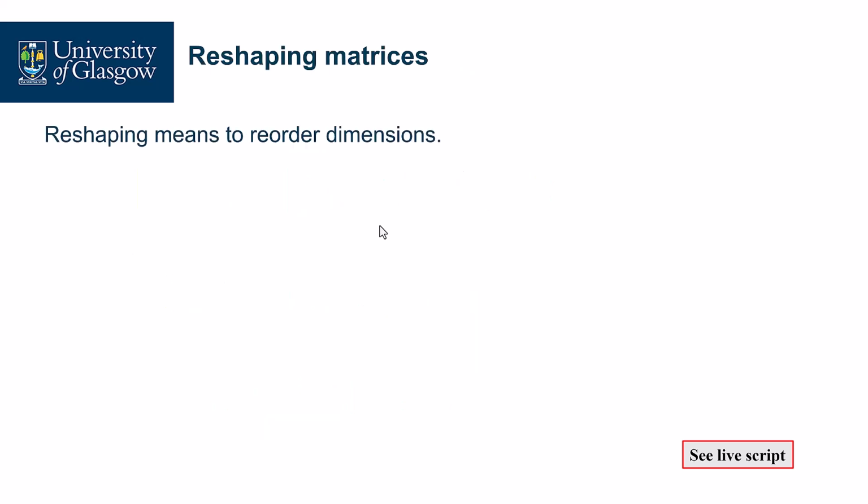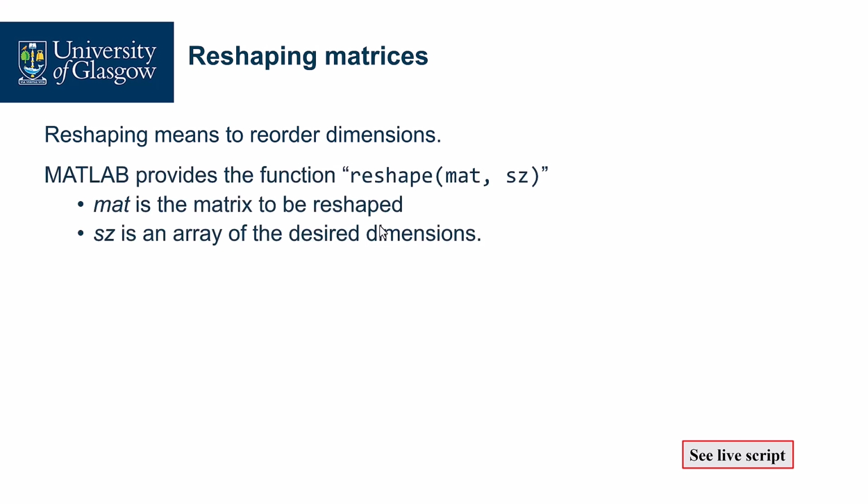The last one I would like to talk about is reshaping matrices. This means that for a given matrix, the content is the same, but I hope to reorder the dimensions. There is a MATLAB built-in function called reshape. Reshape with parentheses, the first argument is mat, the second is sz. So what are they? Mat is the matrix we want to reshape. Sz is an array of my desired dimensions.